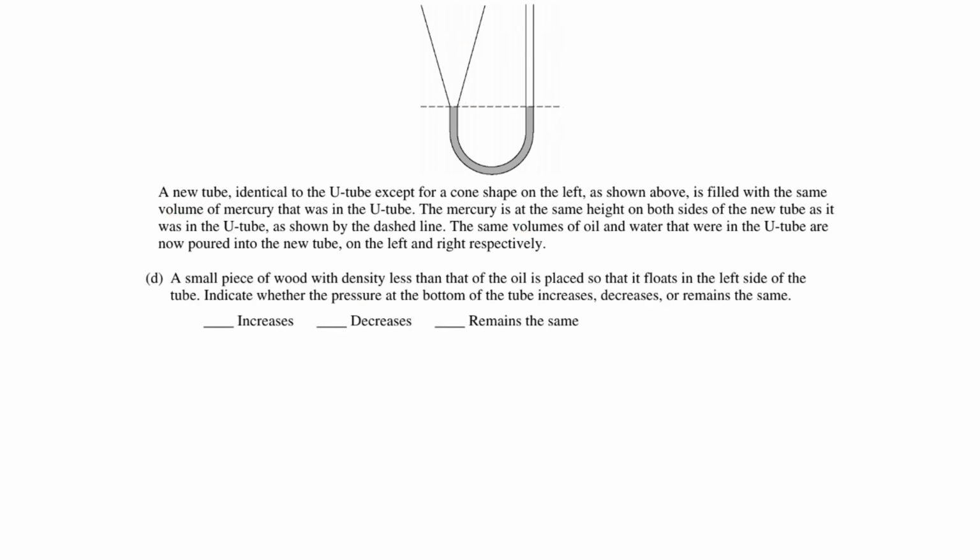Okay, next one. New tube is identical. Here's A and B. There's oil and water. A small piece of wood with a density less than that of oil is placed so it floats on the left side of the tube. Indicate whether the pressure at the bottom of the tube will increase, decrease, or stay the same. Okay, so water's the same. For my oil, we put a block of wood in there. It's just going to float. All right, so what's going to happen here?